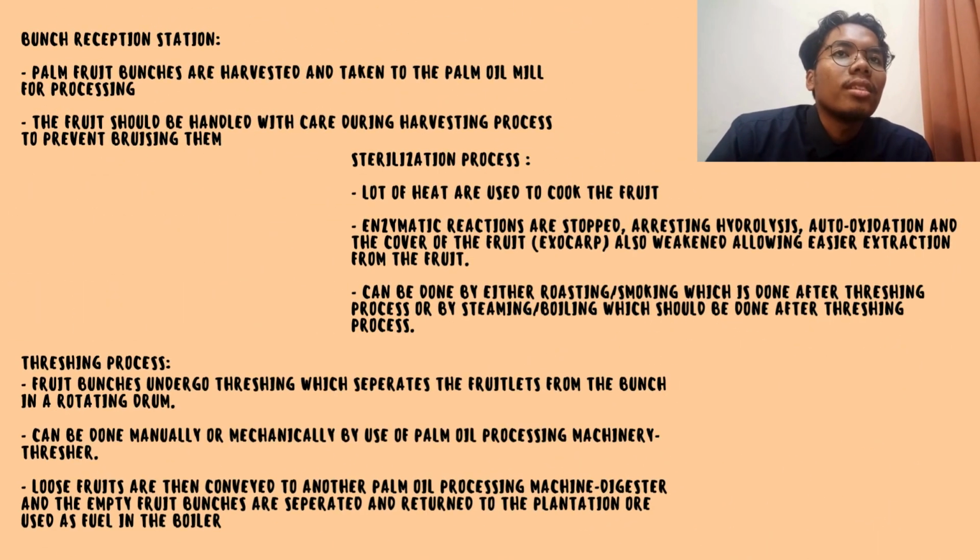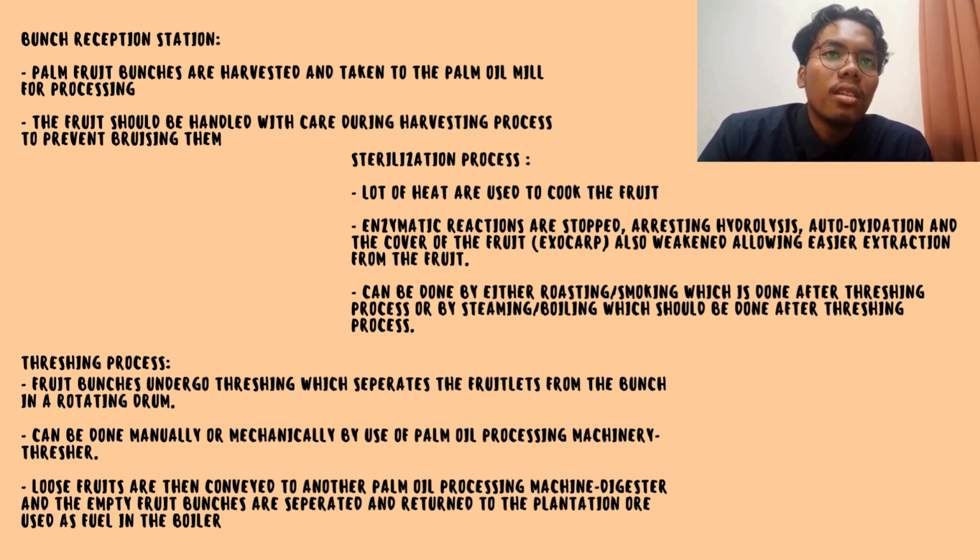Bunch reception station. Palm fruit branches are harvested and taken to the palm oil mill for processing. The fruit should be handled with care during the harvesting process to prevent bruising them. Sterilization process. A lot of heat is used to cook the fruit. Enzymatic reactions are stopped, arresting hydrolysis and auto-oxidation, and the cover of the fruit, which is the exocarp, is also weakened, allowing easy extraction from the fruit. It can be done by either roasting or smoking, which is done after the threshing process, or by steaming or boiling, which should be done after the threshing process.